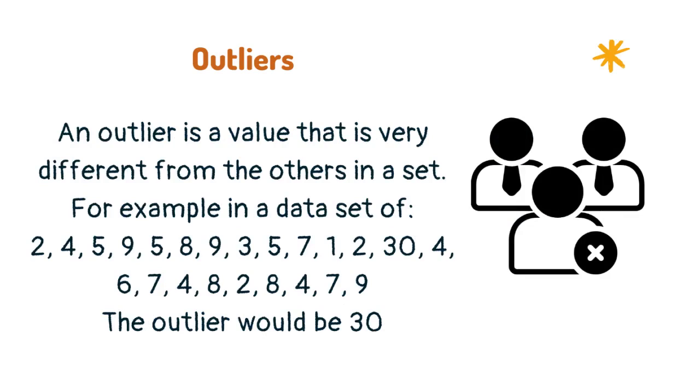An outlier is a value that is very different from the others in a set. For example, in a dataset of 2, 4, 5, 9, 5, 8, 9, 3, 5, 7, 1, 2, 30, 4, 6, 7, 4, 8, 2, 8, 4, 7, 9. The outlier would be 30.